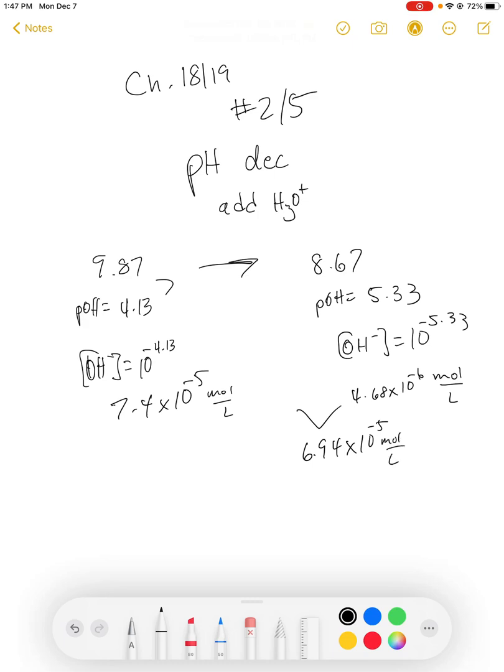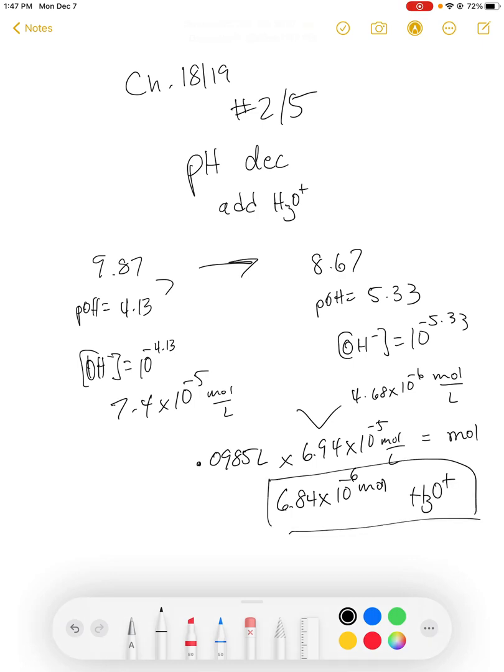All right? And if we want to know how many moles of hydroxide that changed, then we need to get rid of the liters. Well, we know that we had 98.5 milliliters, so that's 0.0985 liters, and that gives you an answer of moles.